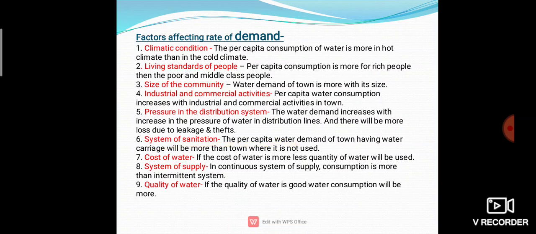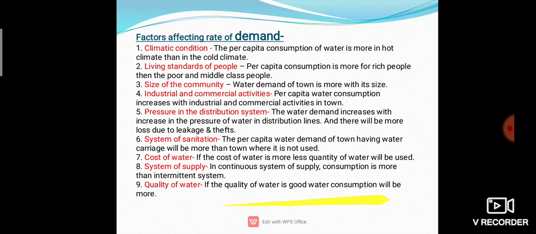And cost of water: if the cost of water is less or minimum, then consumption of water is more, and it is vice versa. If the cost of water is more, less quantity of water will be used. Then system of supply: with a continuous system of supply, consumption is more than with an intermittent system. Then quality of water: if the quality of water is good, consumption will be more.